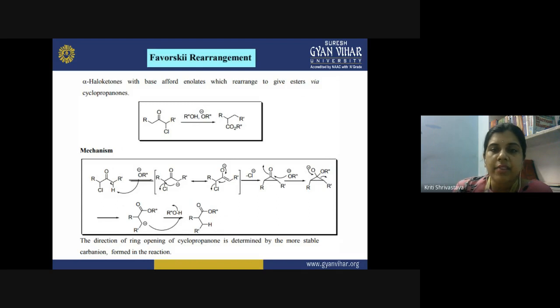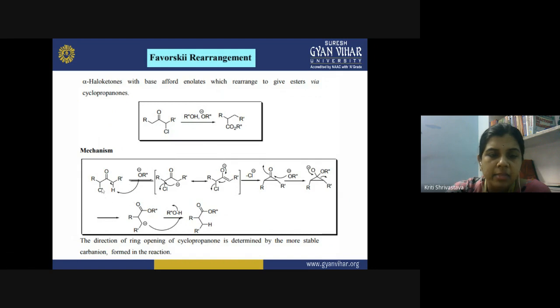Then we have the Favorskii rearrangement, and this is a characteristic of the alpha haloketones, which with a base afford enolates, which rearrange to give esters via cyclopropanones. So you have alpha haloketones with a halo group attached at the alpha position to the carbonyl group, and when the Favorskii rearrangement takes place, what you get after the rearrangement is an ester, and the intermediate formed is cyclopropanone.